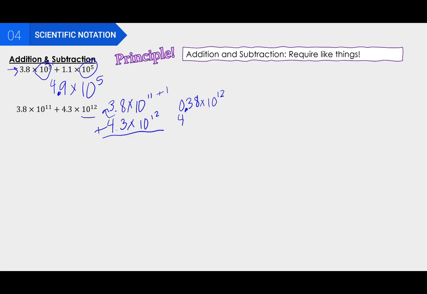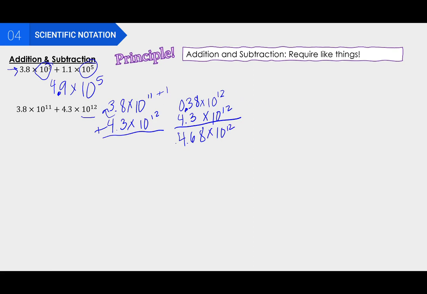The second number would stay the same. It already has a 12. And so then I can add, because these will line up correctly. 4.3 plus 0.38 is 4.68. And I can keep my 10 to the 12.